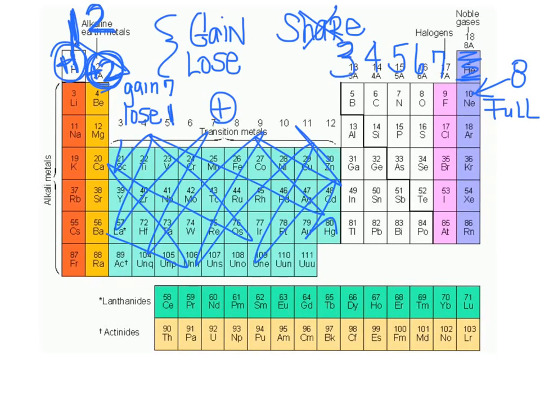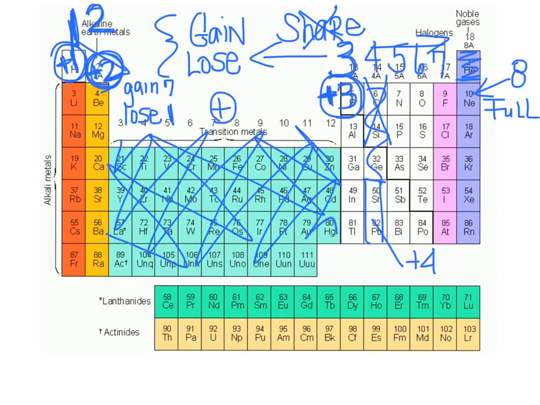So everything in the second column tends to form a plus 2. Now we go over here to the third column. Again, we can either gain 5 to get to 8, or if we lose the 3, the shell beneath is already full, so these are going to form a plus 3. And just a reminder, this doesn't mean add 3. This means it has a plus 3 charge because it's missing 3 electrons. These we're going to say share because it's not very easy to gain 4 or lose 4. Technically, some of these way down here do actually lose 4, but for now, ignore these.